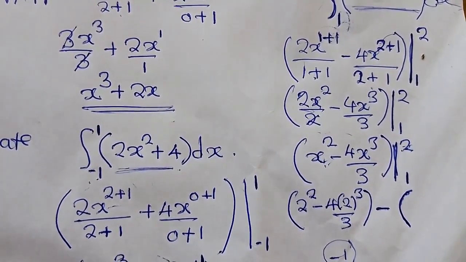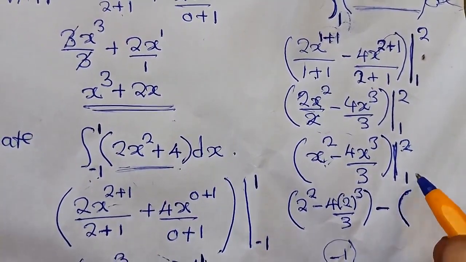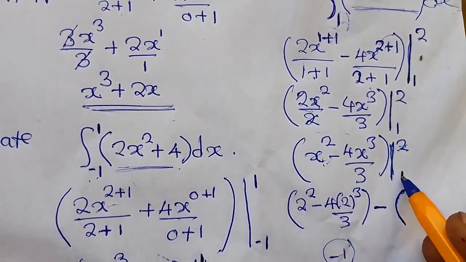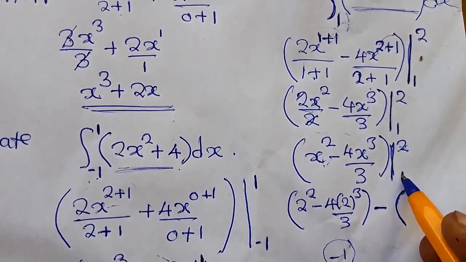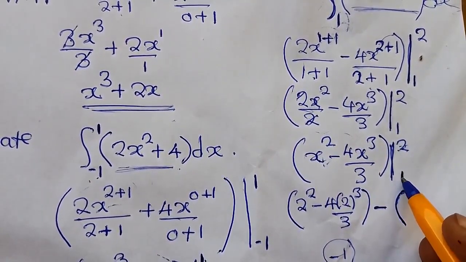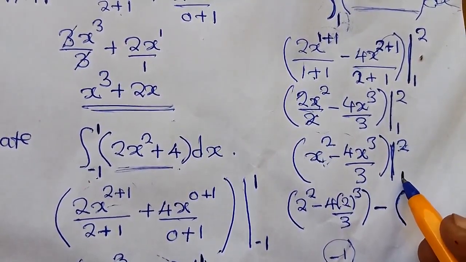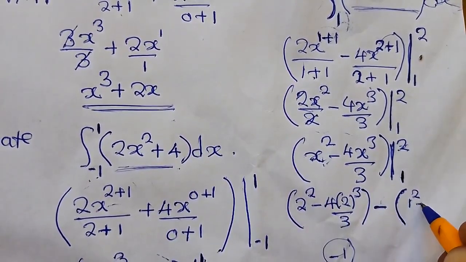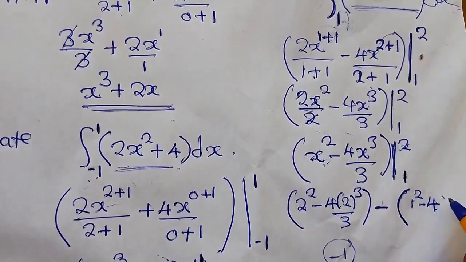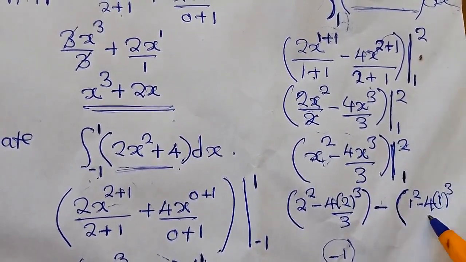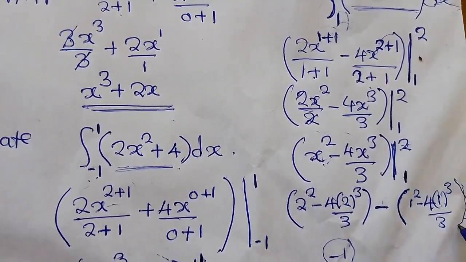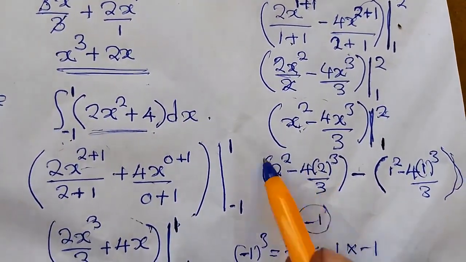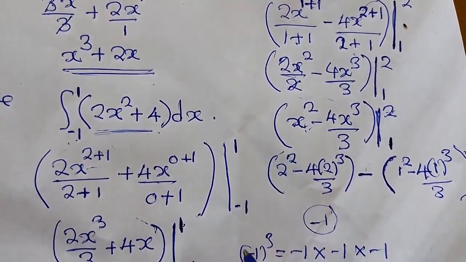So after doing that, then next one, where there is x there, I'll put what? This one which is down here. So which one is down here? You check. Which one is down here is 1. So we put 1. So 1 squared minus 4, 1 there, cubed, over 3. You do this. Have you seen the way I've done that? You do that. So here, you are going to have what answer now?